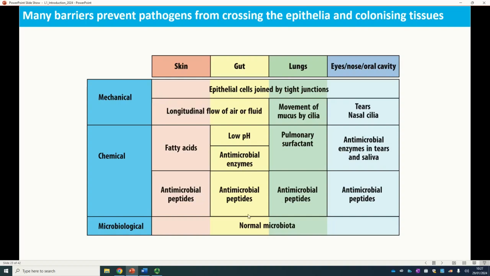And then we also have these antimicrobial peptides, which are found across all of the barriers and help to make a hostile environment for pathogens. And then we have our microbiome. As we mentioned, that plays a really important role. These will be our commensal bacteria, our healthy bacteria, our friendly bacteria, if you will, that also play a really key role.